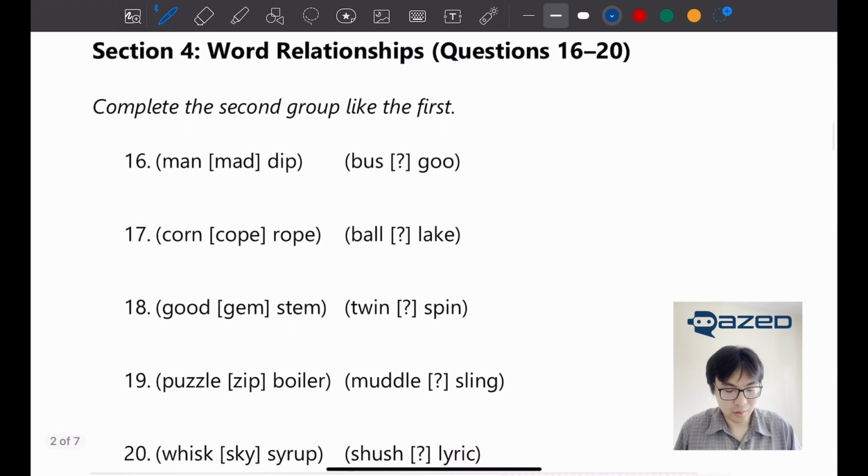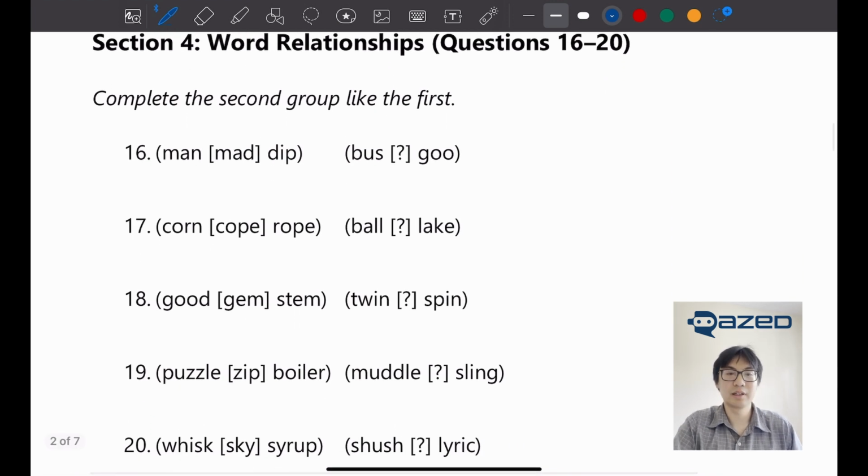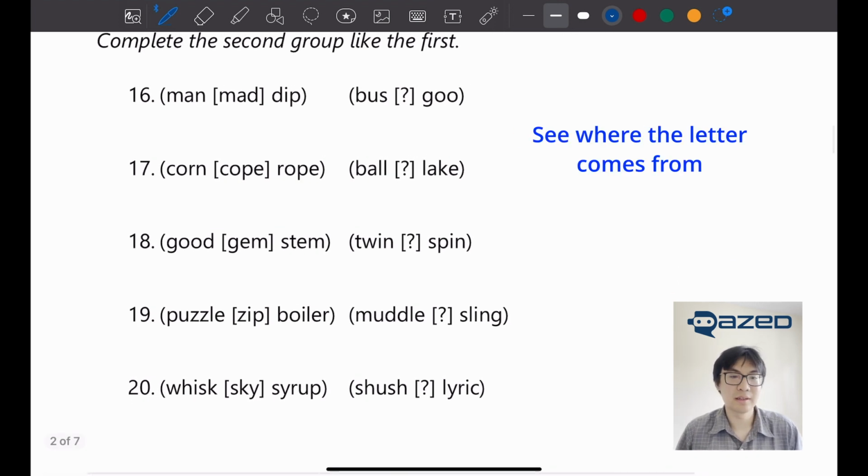Okay, word relationships. Complete the second group like the first. Here they have a little pattern going on or some rule sets. And to do this question, I like to draw little arrows. So what I mean by that is mad, man and dip creates mad. So where do these letters come from?